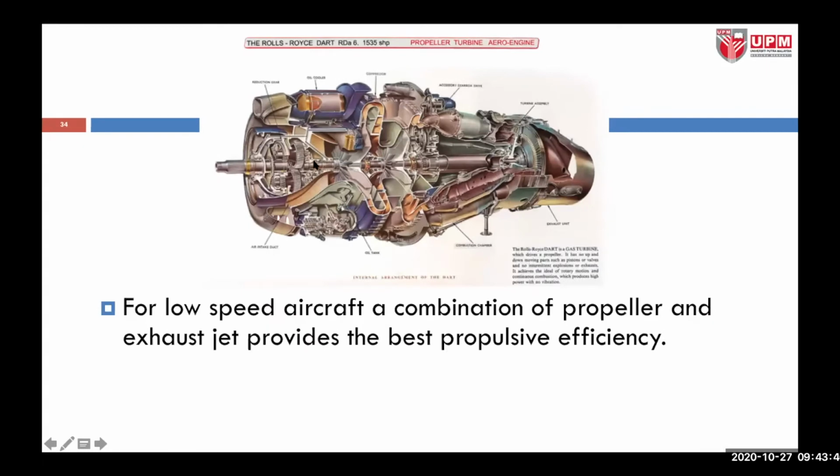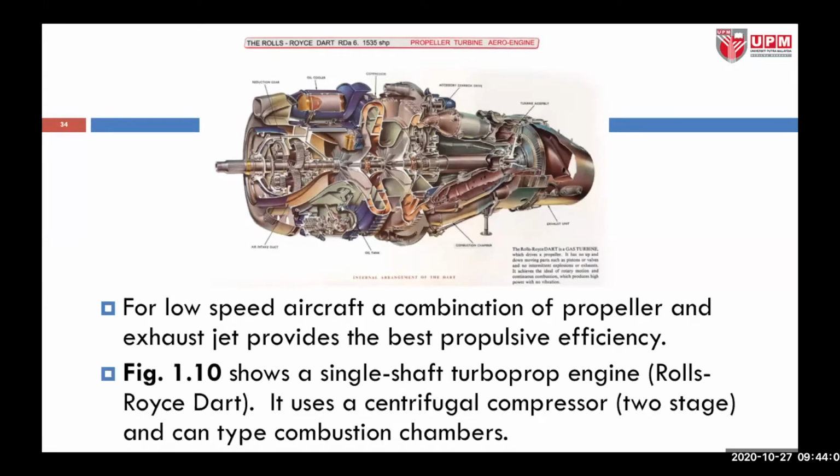This is another picture, of a Rolls-Royce Dart engine. It looks like a dart, so that's why it is called the Dart engine. For low-speed aircraft, a combination of propeller and exhaust jet provides the best propulsive efficiency. Figure 1.10 shows a single shaft turboprop engine, the Rolls-Royce Dart, and it uses a centrifugal compressor, which is situated here.